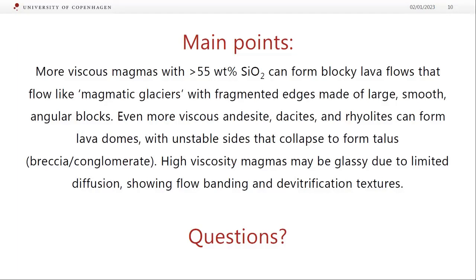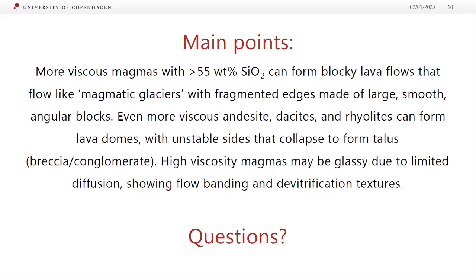Okay, so that was it for that section. So more viscous magmas with more than 55 weight % silica can form blocky lava flows. These are all kind of magmatic glaciers with fragmented edges made of smooth angular blocks. These can be quite big, up to about 1 meter across.